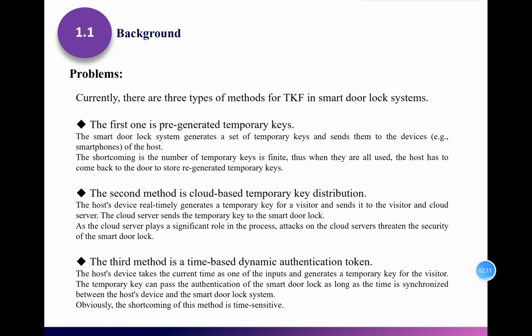The third method is the time-based dynamic authentication token. The host device takes the current time as one of the inputs and generates a temporary key for the visitor. The temporary key can pass the authentication of the smart door lock as long as the time is synchronized between the host device and the smart door lock system. Obviously, the shortcoming of this method is time sensitive.